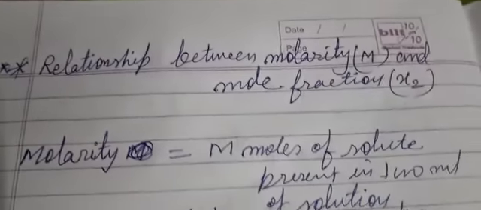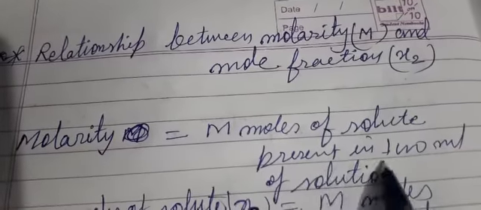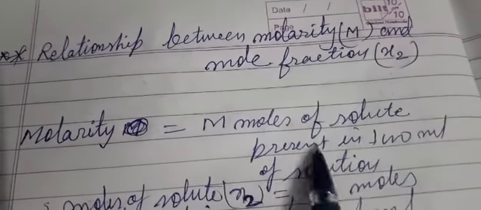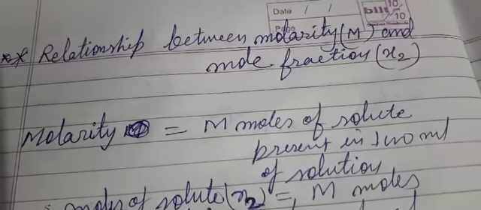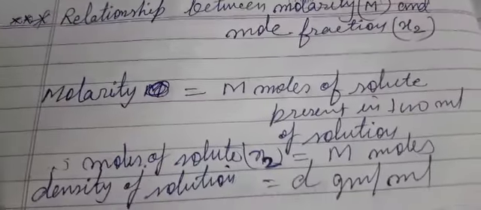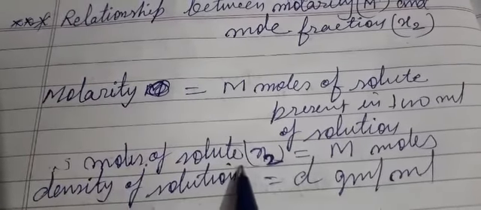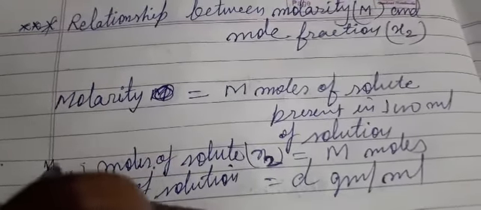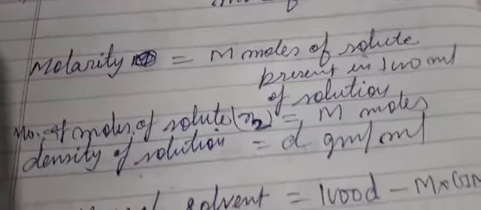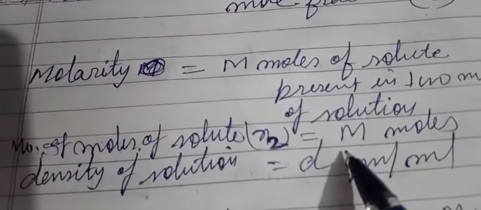So, what is molarity? First, we must know what molarity is. This is the definition of molarity: M moles of solute present in 1000 ml of the solution. So, what is the number of moles of the solute?